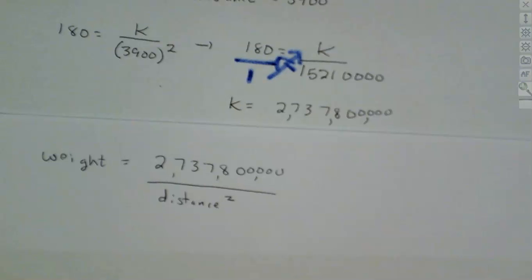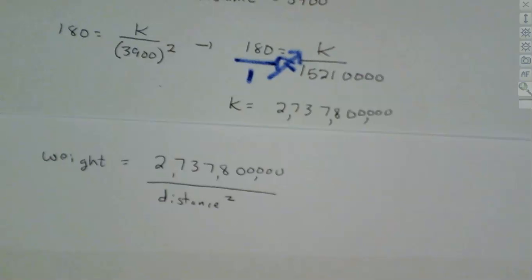The weight of a person on or above the Earth's surface varies inversely as the square of the distance from the center of the Earth. If a person weighs 180 pounds on the surface of the Earth, the radius is 3,900. Okay, so it's 3,900 to the center of the Earth. What will a person weigh if he or she is 150 miles above the Earth's surface?